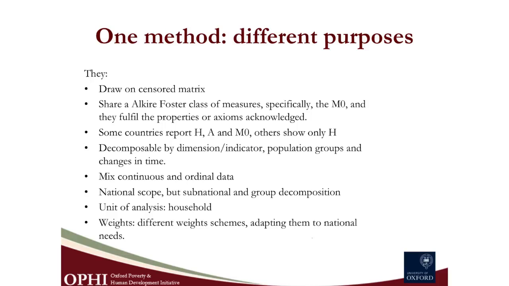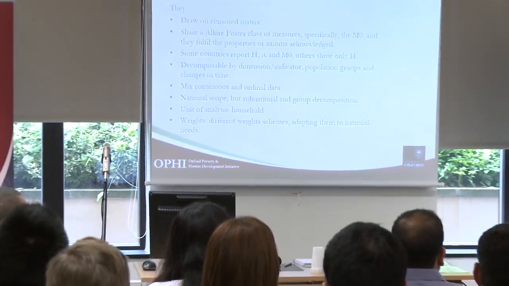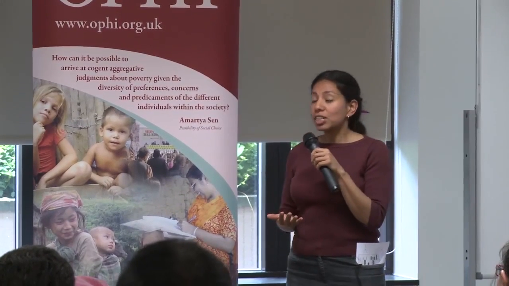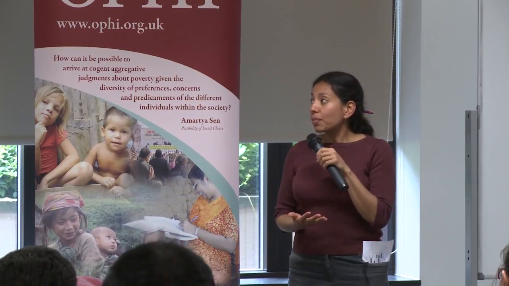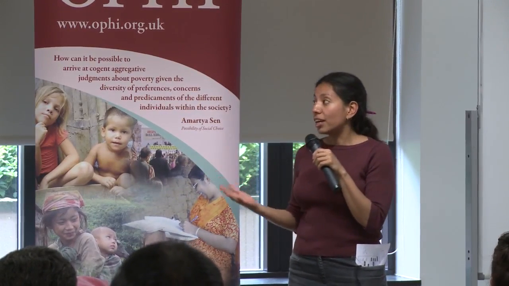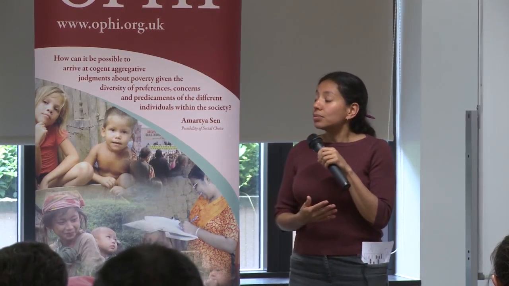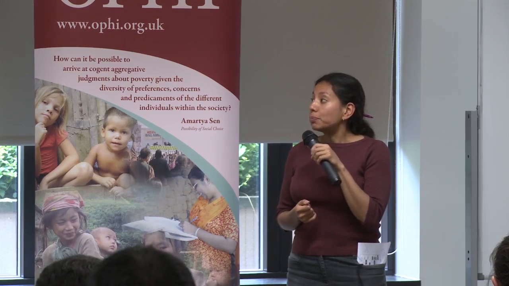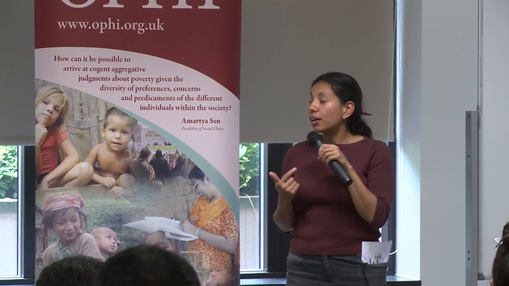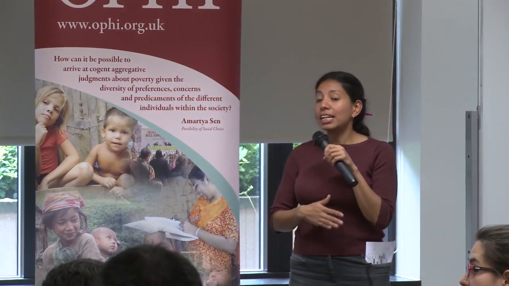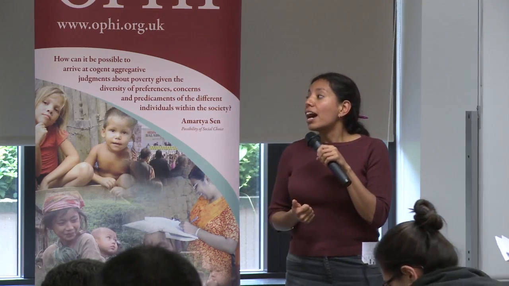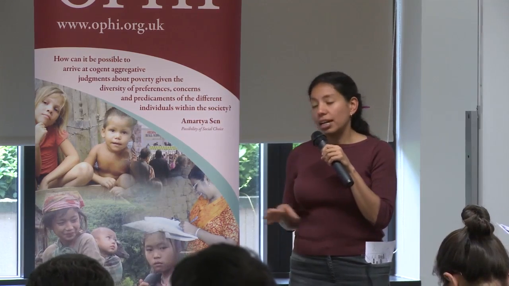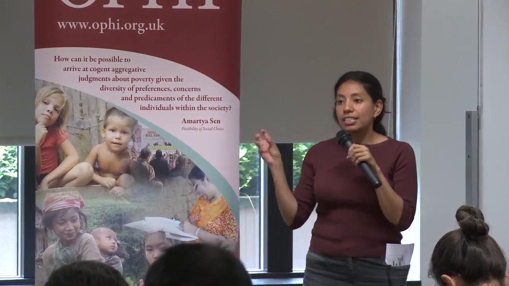This is one method, but we have summarized that it fulfills different purposes. All of the measures presented today draw on a censored matrix. They use the Alkire-Foster class of measures, especially M0, and they fulfill the axioms that you have discussed in previous days. Some of them report H, A, and M0. Some others only report H. They all are decomposable. They are all mixing continuous and ordinal data. They have a national scope, but again, they can be decomposed. For all of them, the unit of analysis was the household. And the weights, there were different weight schemes, obviously adapted to each need, but they are nested in dimensions.